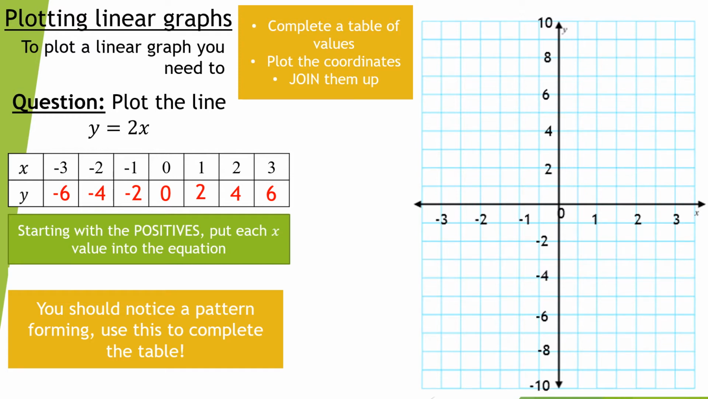And then when you've done this, you'll be able to have your coordinates and you can plot your graph. Okay, so I'm going to plot my first one, which is 3, 6, second one, which is 2, 4, third one, 1, 2, and so on. Don't forget to join them up, because if you leave them like this in the exam, they will not give you the final mark. Your final mark is literally joining them all up like so.